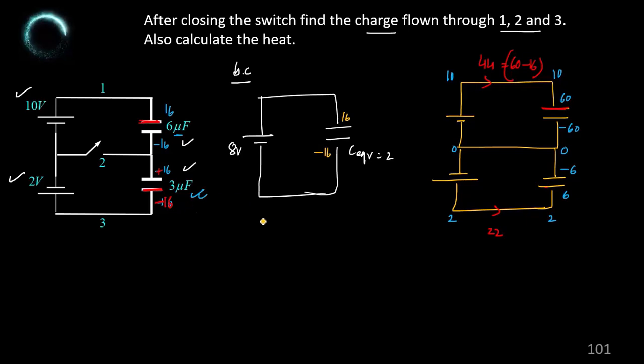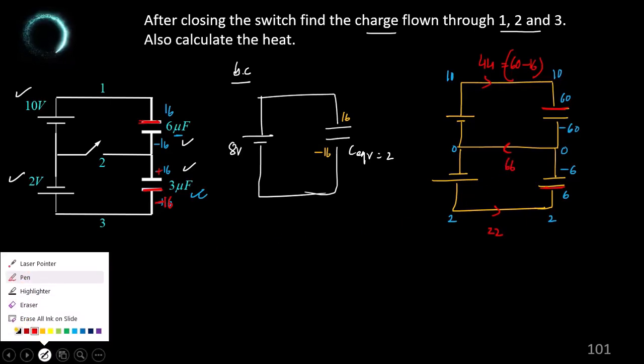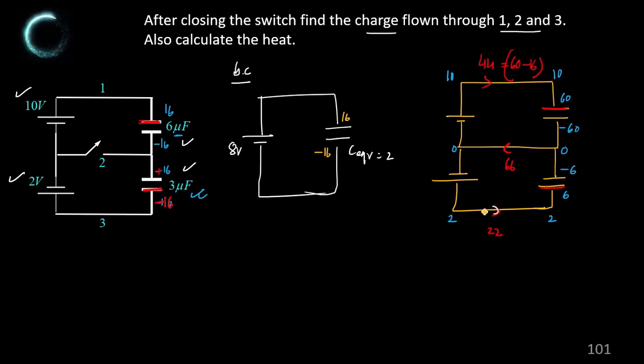Now if we add minus 16 plus 22, that becomes plus 6. So on this plate now the charge is plus 6. Corresponding to this point, 44 is coming, 22 is also coming. So through this line how much charge has to flow? It is 66, because through this line, 22 is coming.